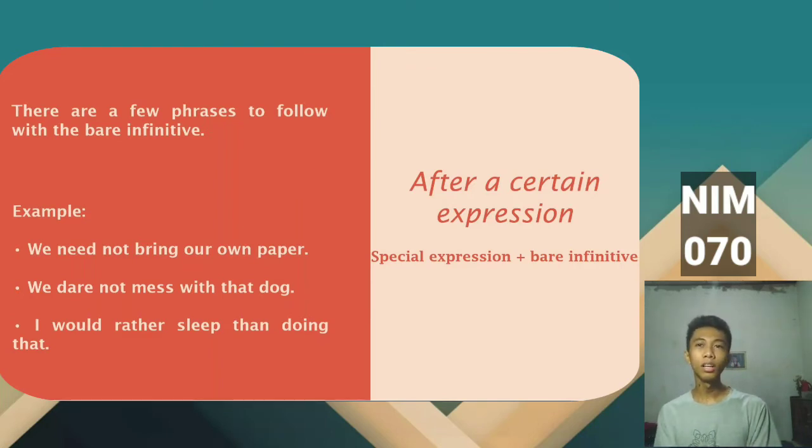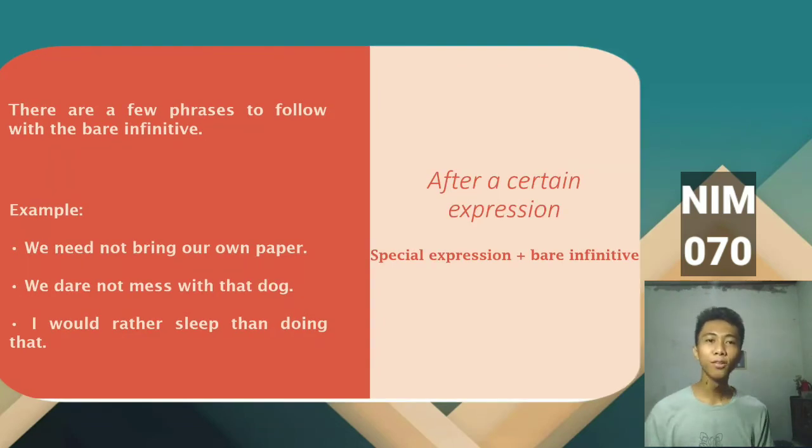In this sentence, we cannot clearly see it because the subject is we, and we know that in present form, the verb in a sentence that has the subject we doesn't change. It stays the same without an s or es. But if we change the sentence to she need not bring her own paper, the word bring will still stay bring, not brings, because it is after a certain expression, need not.